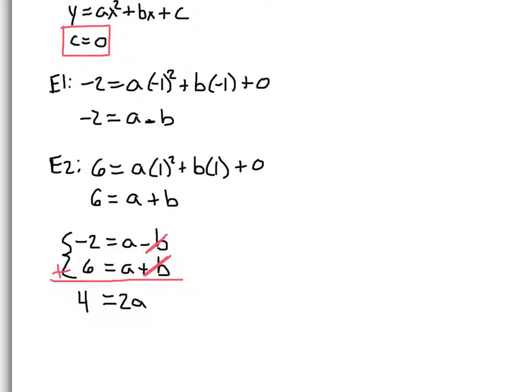So we now divide by 2, and a equals 2. Is that the final answer? No, this is not the final answer. We've only solved for a and c. We still have to find b.